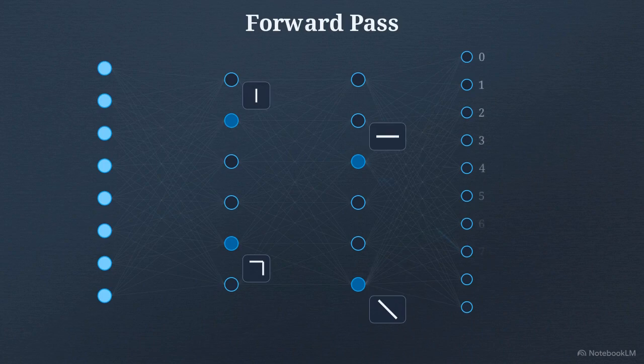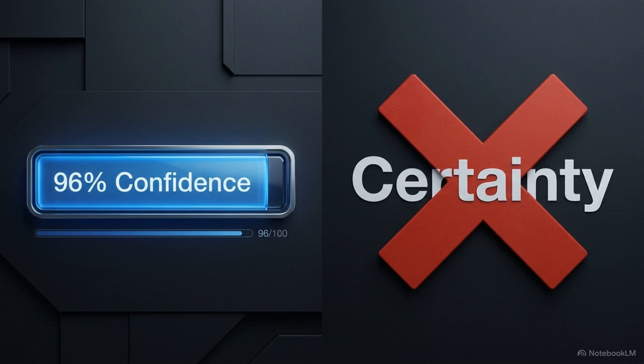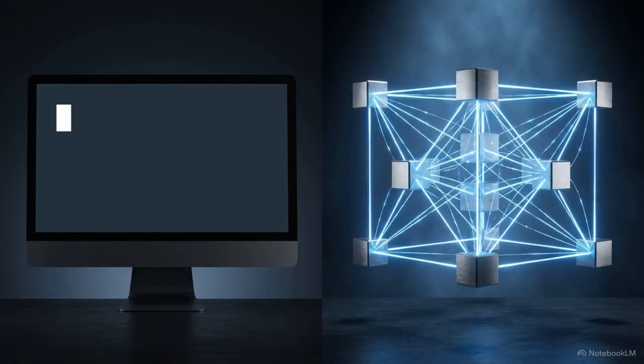Finally, the data reaches the output layer, which acts as a scoreboard. It evaluates the 10 possible digits, 0 through 9, and reports that based on the activated patterns, it is 96% confident that the image is a 7. Notice two realities here. First, the output is a calculated confidence level, not an absolute certainty. Second, no human programmer wrote a single line of code defining what a 7 looks like. The finely tuned weights did all the work.